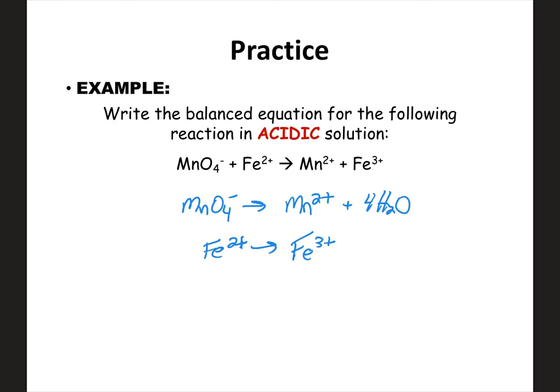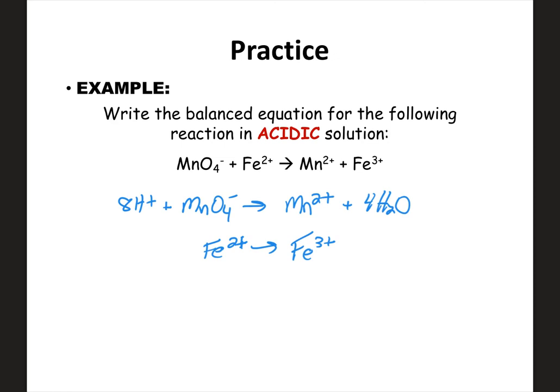Then I'm going to use H plus to balance the hydrogens. So I'm going to need 8 H plus here on the left for the top one to balance the 8 hydrogens that are now on the right side of that one. All right, so now I took care of step 3. Step 4 says use the electrons here to balance the charge. I see 8 plus and the minus. That's going to be 7 plus total on the left side here. And I see 2 plus. 7 plus, 2 plus. I need them to kind of be balanced here.